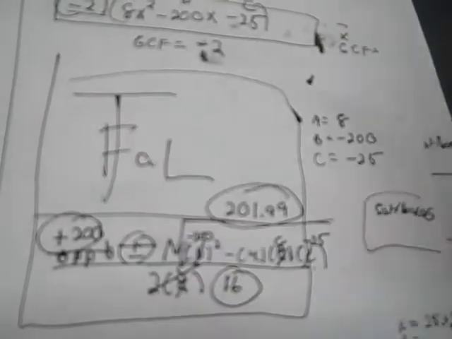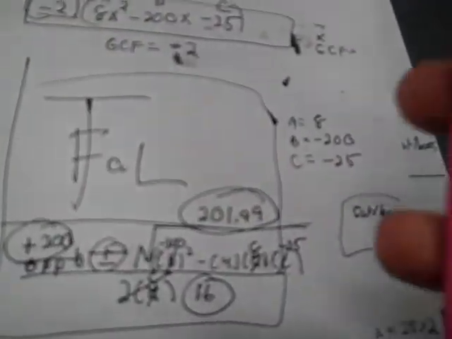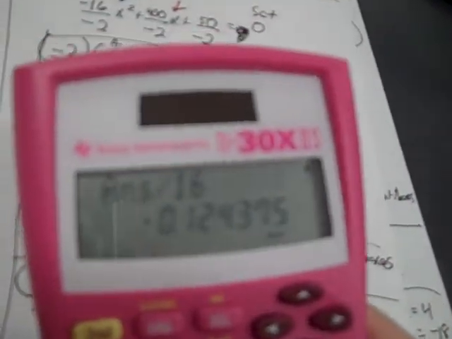Okay, and the plus is done. Then I go to my minus. So I go 200 minus 201.99, and then divide by 16. Negative 0.12. Okay, 25.12 is the number of seconds we have, because you want to take your highest answer.